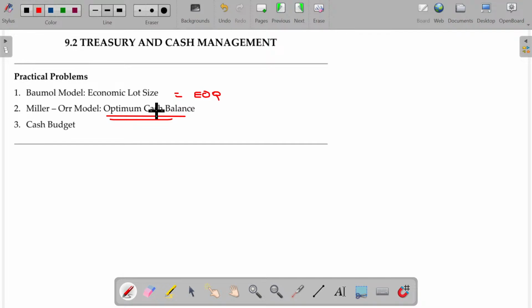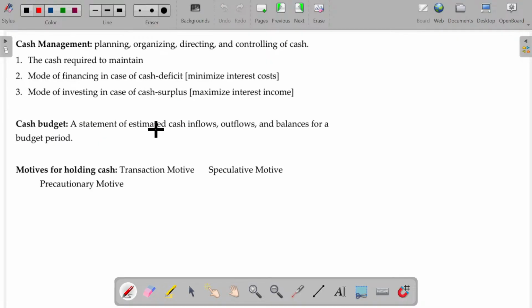These are the three practical problems you have to understand here. Cash budget. So this cash budget you'll study in management accounting as budgetary control. There also you'll study, here also you'll study the same illustration, right? Now, under cash management, what do you do? Planning, organizing, directing, and controlling the cash. These are the predominant functions you have to do.